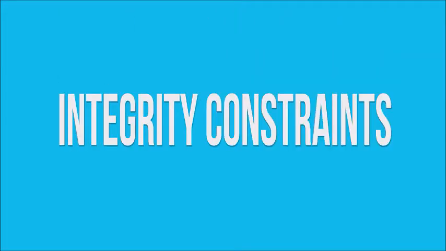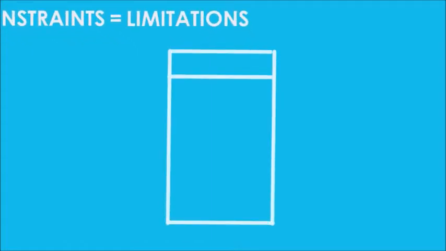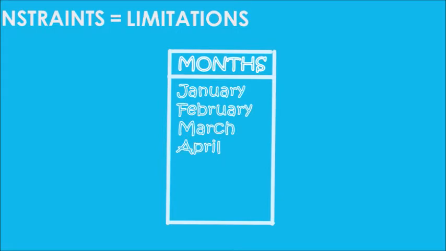A huge part of database integrity are the integrity constraints. These constraints impose limitations on our data and tell our database to reject any input that does not pass these constraints. Take for example a table of months, and months only. Anything other than a month is a breach of integrity.